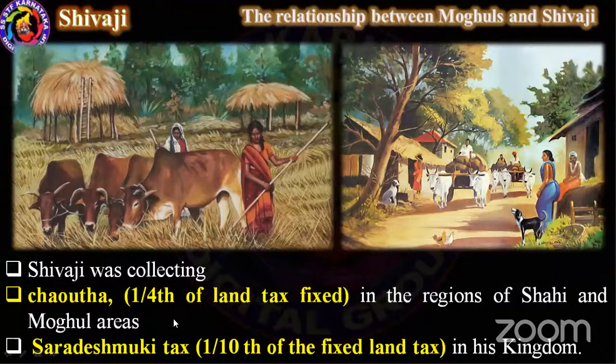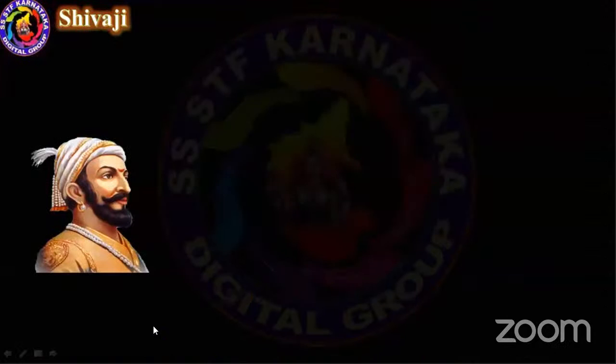It means whatever areas were occupied by Shivaji which were under the control of the Mughals and Vijayapura Shahi, from those people he was collecting one-fourth, the chout land tax. And from the areas which were under his own control, from the farmers and others, he was collecting one-tenth, called Sardeshmukhi tax. These were the two types of taxes collected by Shivaji during this period.